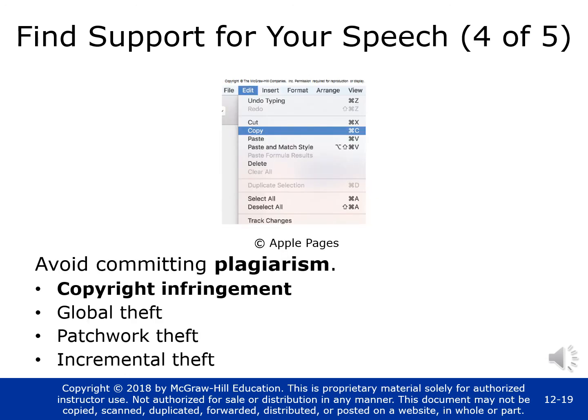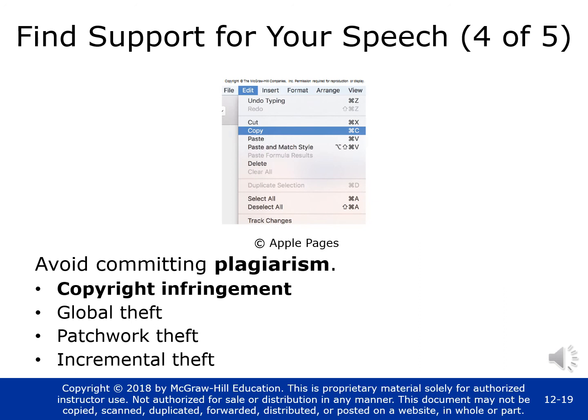So avoid committing plagiarism. You don't want to copy and paste completely from a website. You can rephrase what someone said, or you can put direct quotations if you're taking someone else's statements. Don't commit theft. Don't put different information from various websites into the same area, which would be like patchwork. And don't have incremental theft where you just do it every so often.